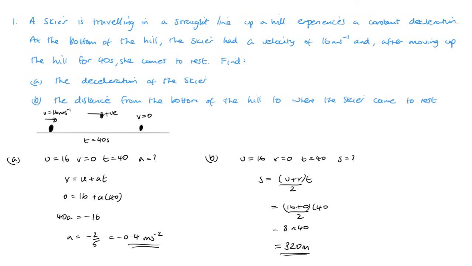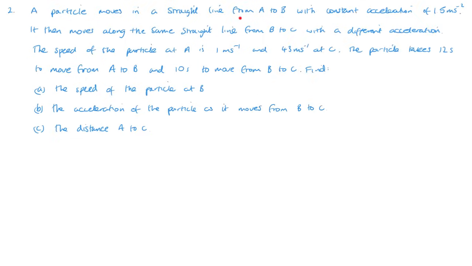I should say that all these questions are past exam questions, maybe with little bits eliminated just to concentrate on the first two formulae that we're looking at today. But anyway, I digress. Let's get on to question 2. A particle moves in a straight line from A to B with a constant acceleration of 1.5. It then moves on along the same straight line from B to C with a different acceleration. The speed of the particle at A is 1 and 43 at C. The particle takes 12 seconds to move from A to B and 10 seconds to move from B to C.